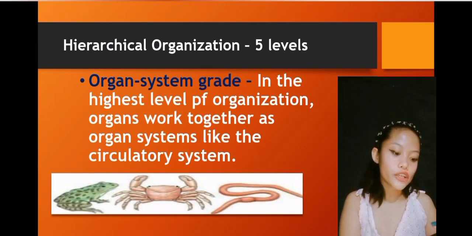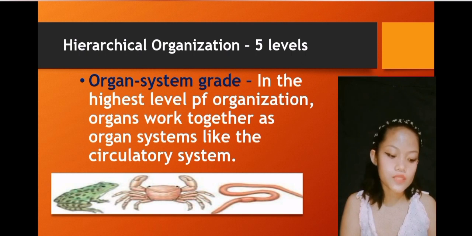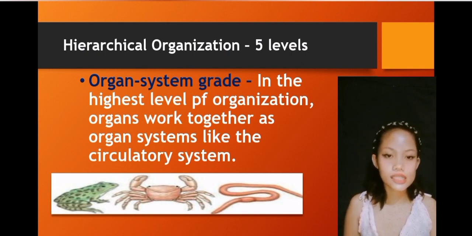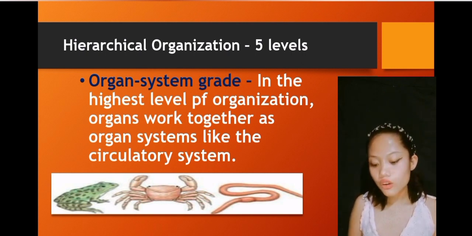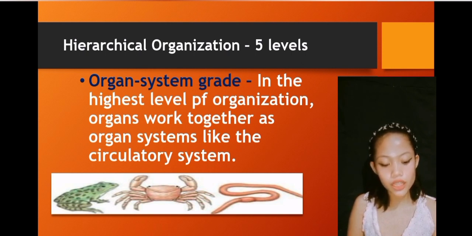And the last is the organ system grid. In the highest level of organization, organs work together as organ systems, like the circulatory system. Organ system grid: when organs work together to perform some function, circulation, respiration, reproduction, digestion, etc., we have the grid of organization seen in all animals that evolved after the flatworms.